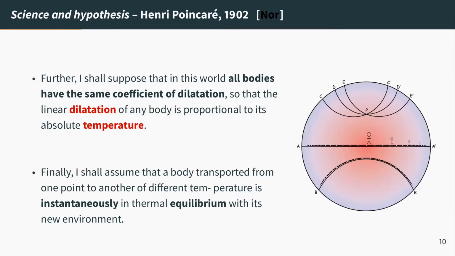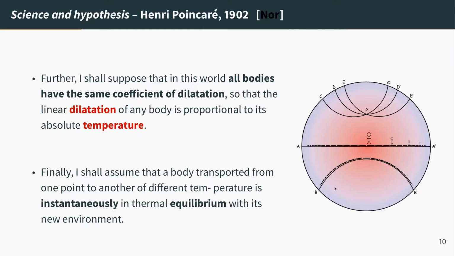temperature to physical distances, Poincaré imagines a world where, further, I shall suppose that in this world all bodies have the same coefficient of dilatation, so that the linear dilatation of any body is proportional to its absolute temperature. So you imagine that if it's twice as cold, you are twice as small. Real physical objects do not behave like that, because you have an incompressible limit. At 0 Kelvin, objects do not really shrink, but you can imagine that you have found maybe an ideal gas, something that actually behaves in this way.